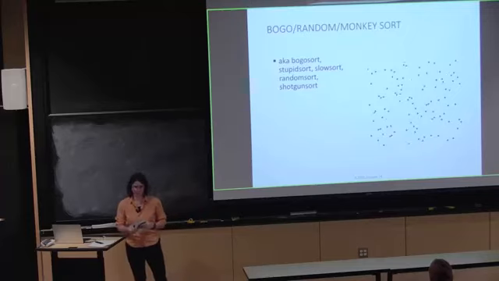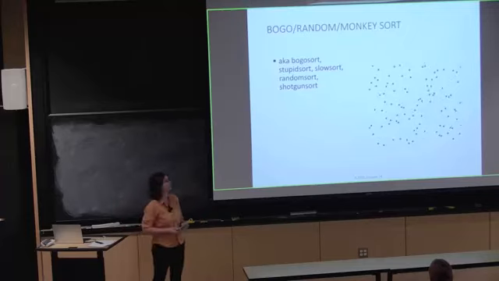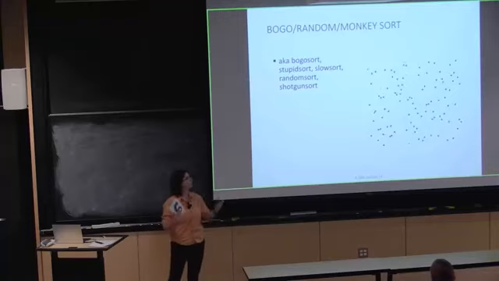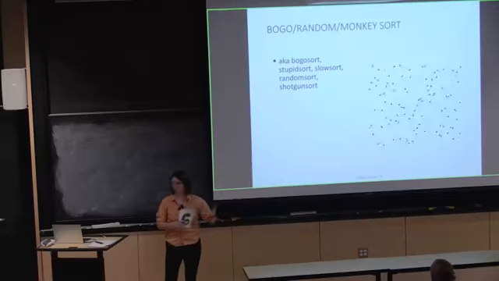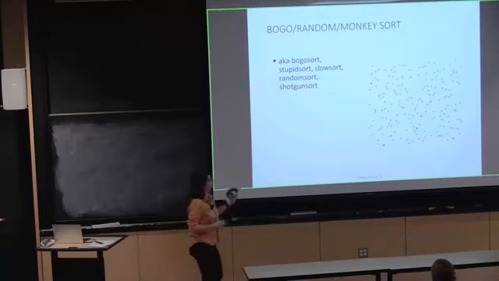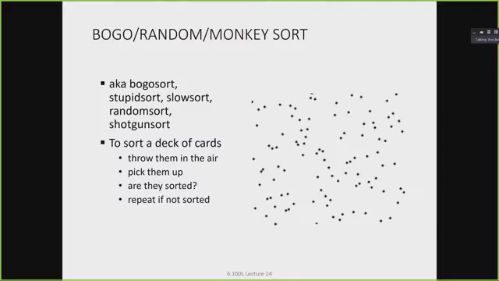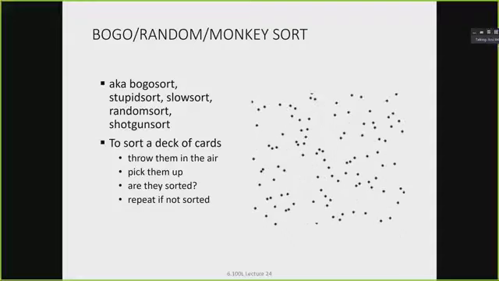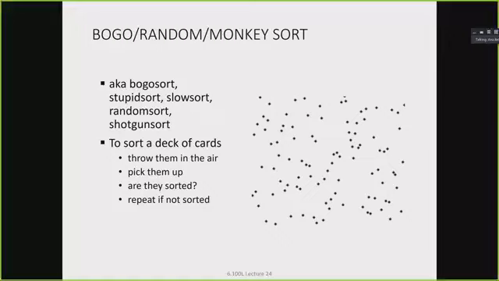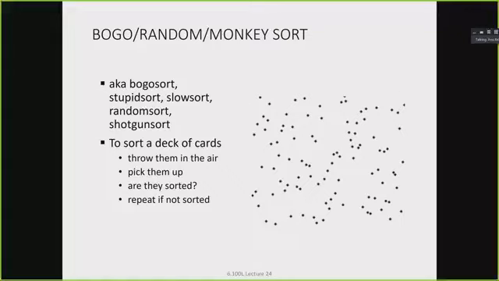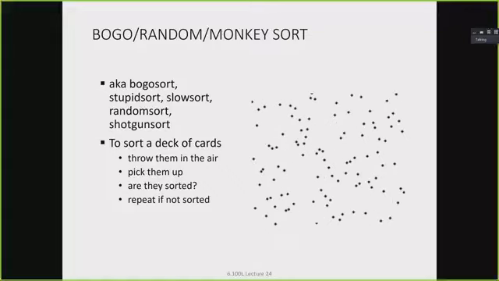The idea here, and I'm going to use these cards as we look at these different sorting algorithms, is that we're going to use randomness to help us sort the list. If we wanted to sort a deck of cards, for example, we're going to take all our cards, throw them up in the air, pick them up as they land, and check to see if they're sorted. If they are, we're done. If they're not, we repeat the process. We throw them up in the air, let them fall where they may, and then check if they're sorted.